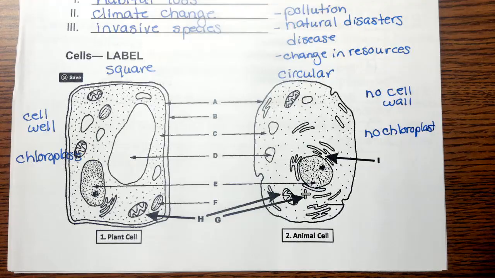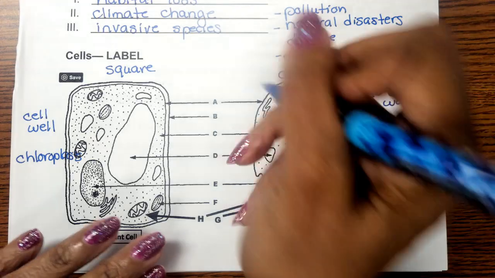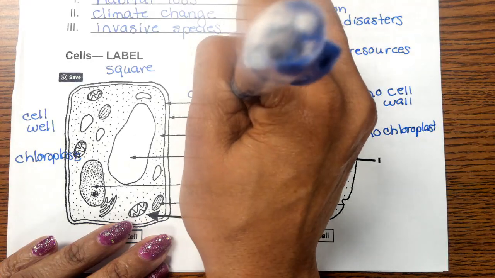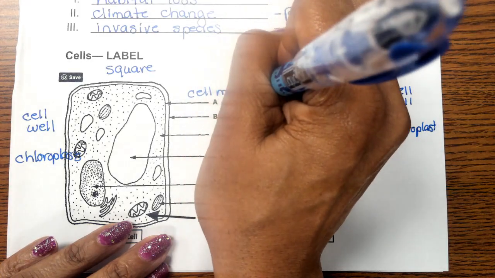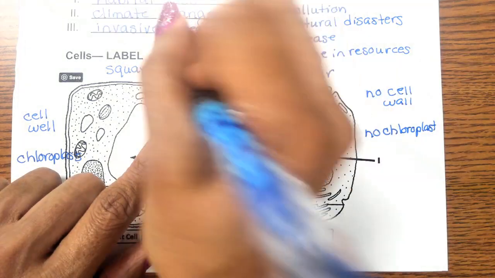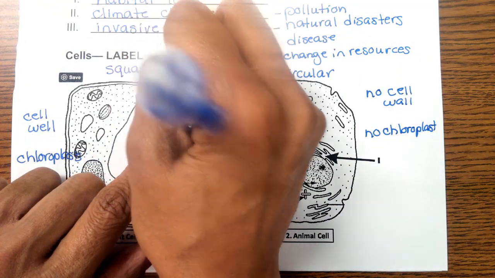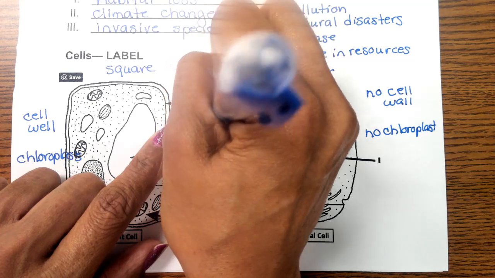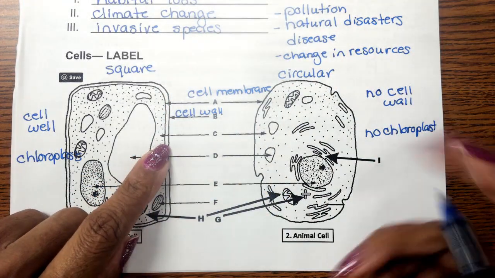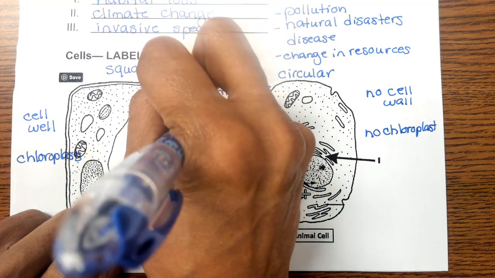All right, so let's go ahead and label this. A is cell membrane. Plant and animal cells have a cell membrane. That's what controls what goes in and out of a cell. B is only in a plant cell. That is the cell wall. That is for protection and structure. C is the jelly filling. That is your cytoplasm.